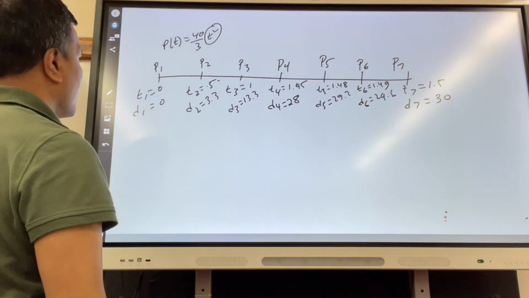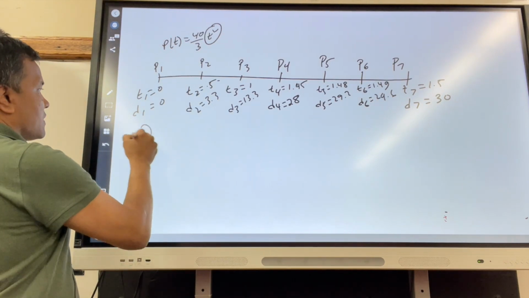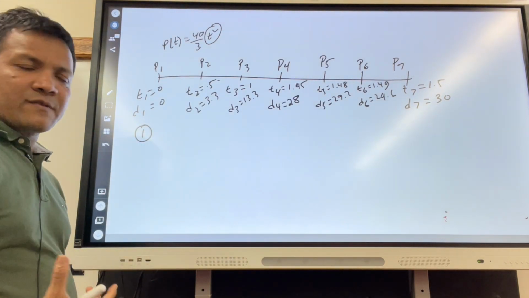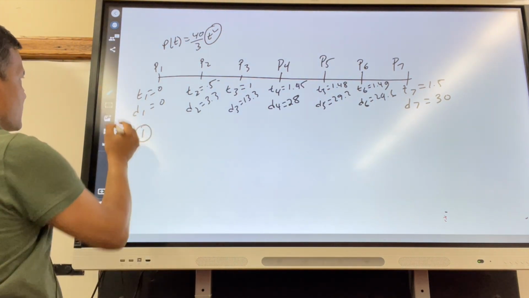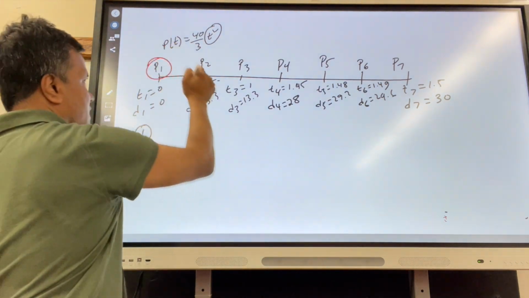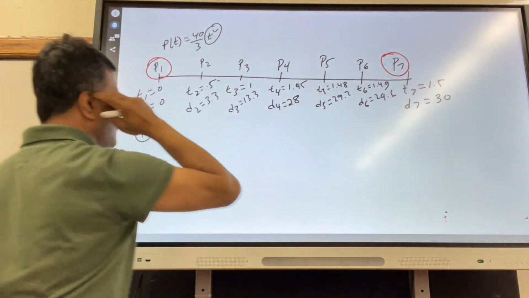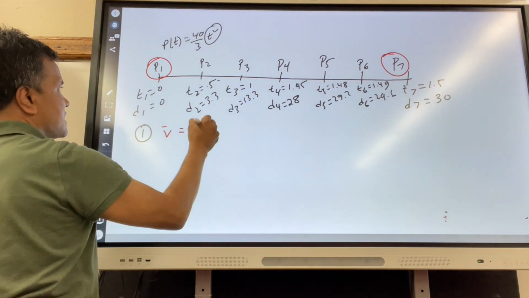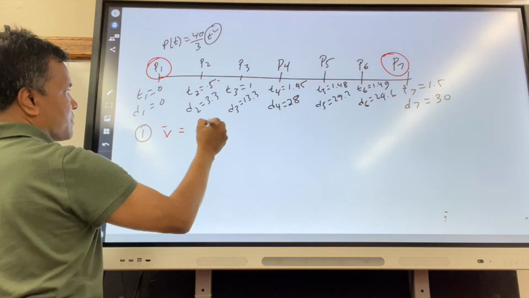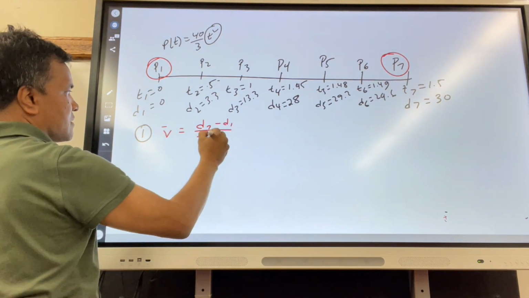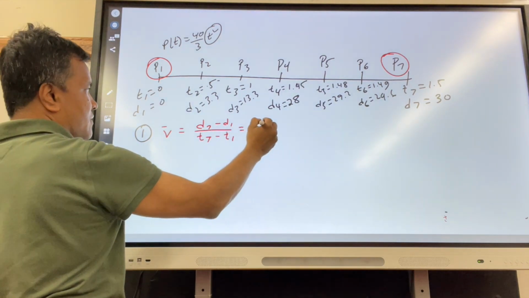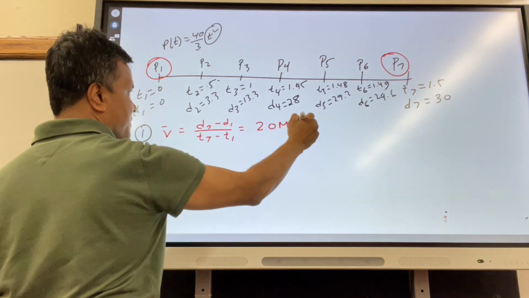All right, now problem number 1. How can you find the average velocity? Which 2 points give you average velocity? These 2 points give you average velocity. So average velocity is d7 minus d1 over t7 minus t1. So average velocity is 20 miles per hour.